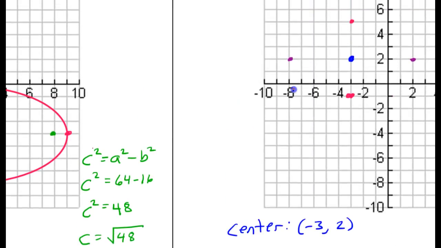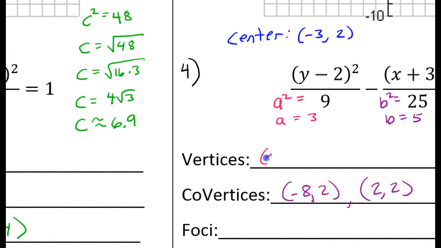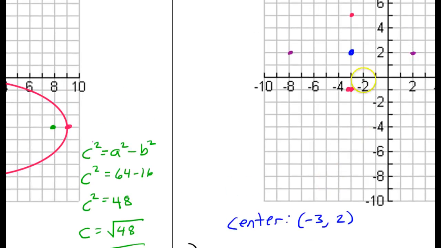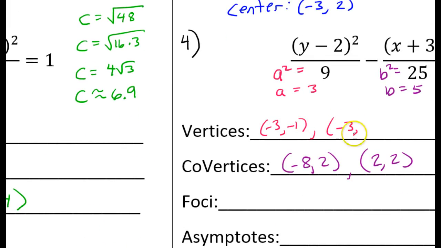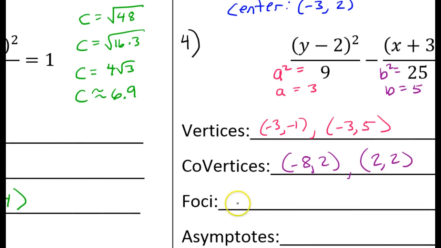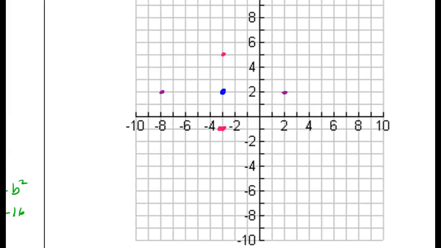My vertices are negative 3, comma negative 1, and negative 3, comma 5. So I got my vertices and my co-vertices. I'm going to go ahead and draw the asymptotes now.